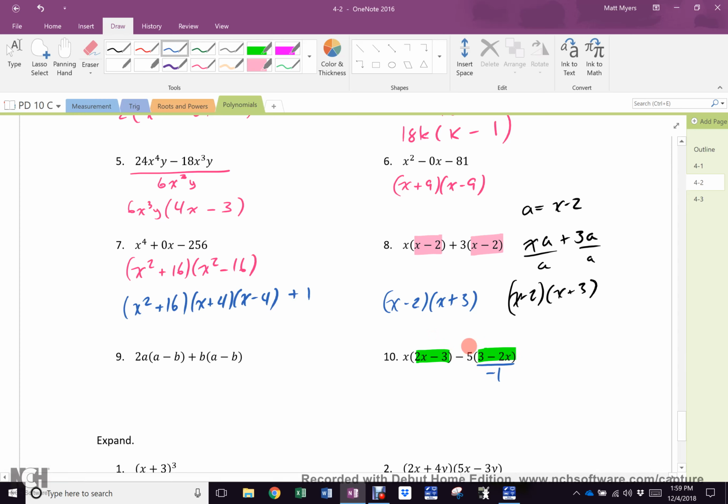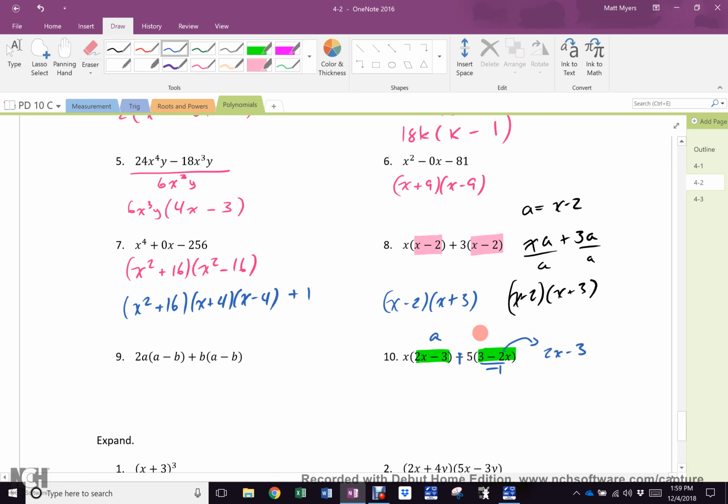So I'm going to bring out a negative 1. What's already out here? Negative 5. So what does it become? Positive 5. And what does this now become? 2x minus 3. Because my negative 2x divided by negative 1 becomes positive, my positive 3 divided by negative 1 becomes negative. Now, are they the same?